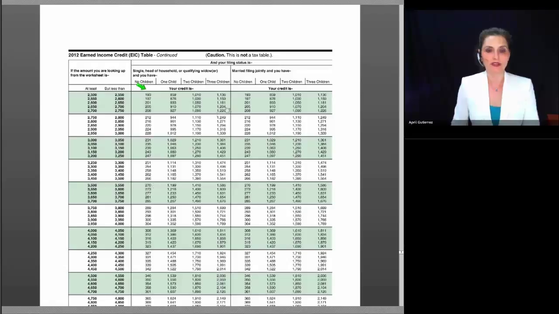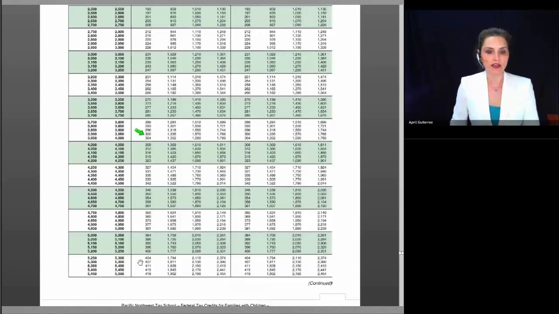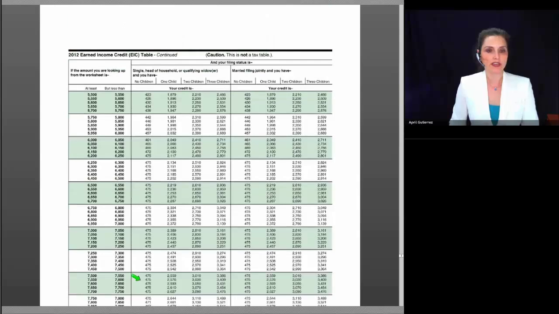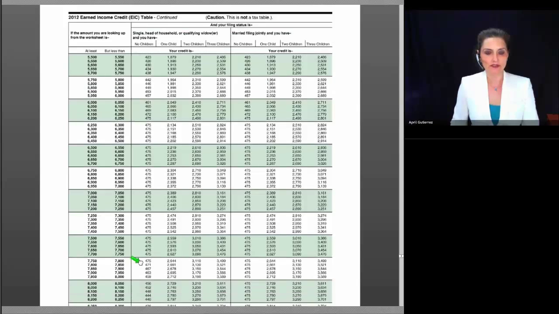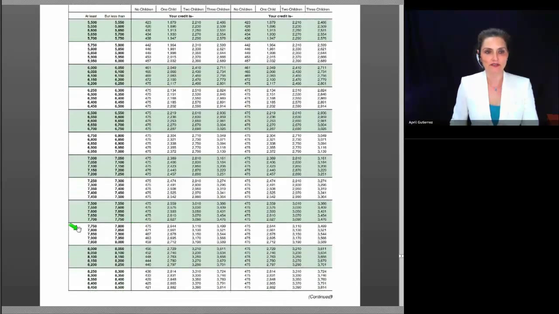We have no children. We have one child. We have two children. We have three children. And on this page, we can see with no children, the maximum EIC is $193. As we scroll down, we can see EIC reaches $419 when the income is $5,400. We move over to the next page, and just looking at that no children column, we can see a point where we hit $475, and then it's flat. And it stays at $475 until we get to $7,800 of income.